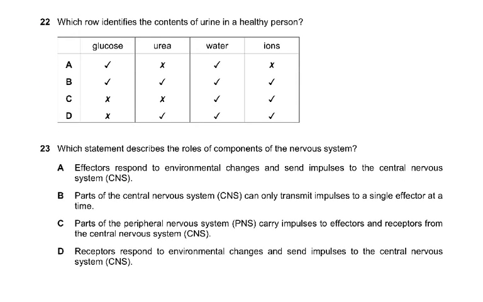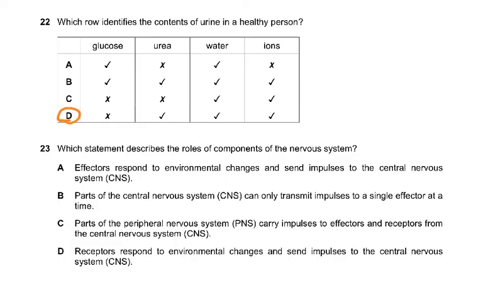Question number 22. Which row identifies the contents of urine in a healthy person? Now, the healthy person does not have any glucose in their urine. It's only diabetics who have glucose in their urine. Even if you eat a lot of sweet things, you do not have any glucose in your urine. Please remember that. Which row identifies? So there should be no glucose in it. So the answer is D, no glucose. It has urea, it has water, and it has ions.